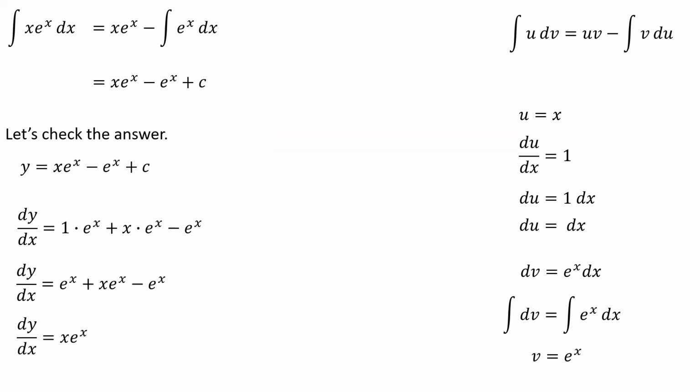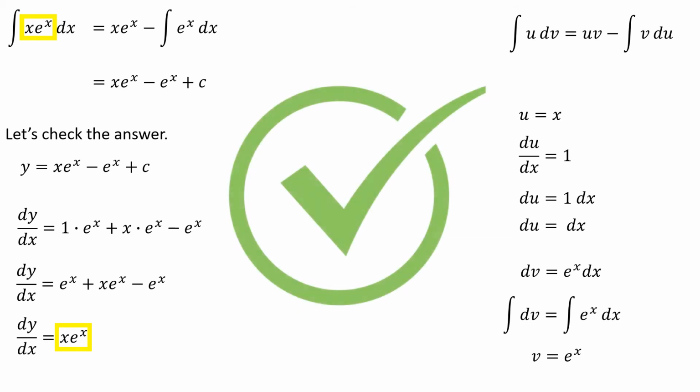And sure, what we have there is what we started with in that integral. Right? So yes, it checks out. If we integrate x e to the x dx, the solution we got, when we take the derivative, takes us back to x e to the x.